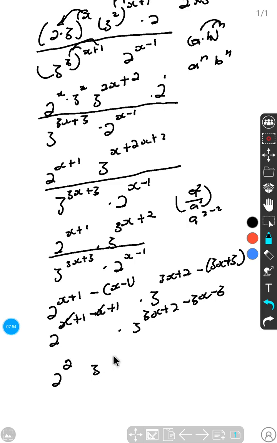Okay, let's work the exponent on the 3. 3x minus 3x is 0. 2 minus 3 is minus 1. Okay, so this is going to be 2 squared, which is 4. This is going to be times 1 over 3. Therefore, our final answer is going to be 4 over 3. Okay, let's look into another question.